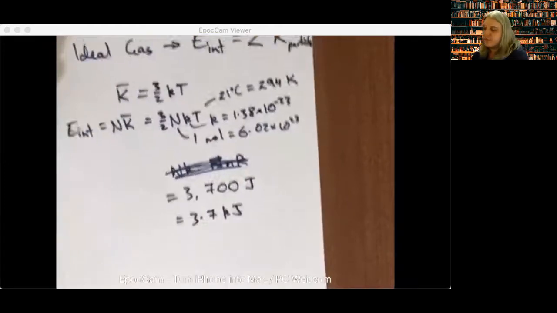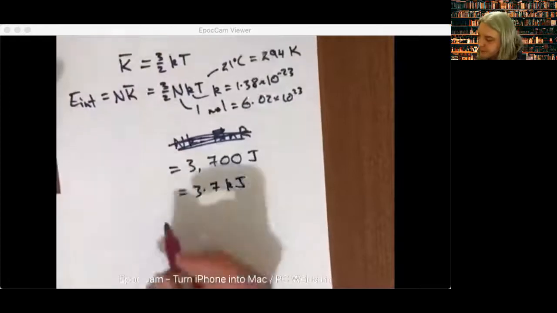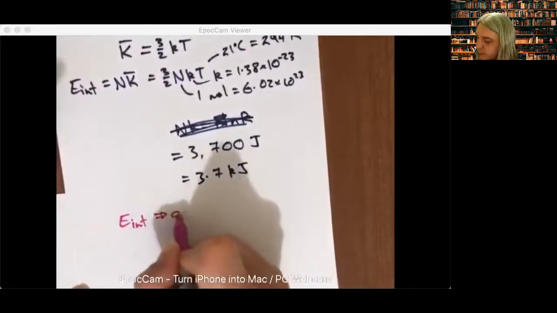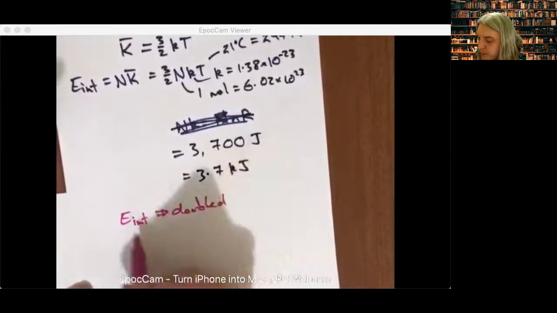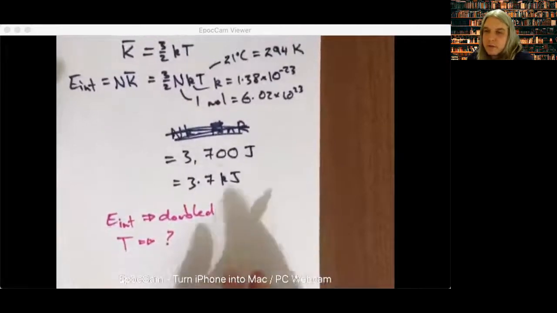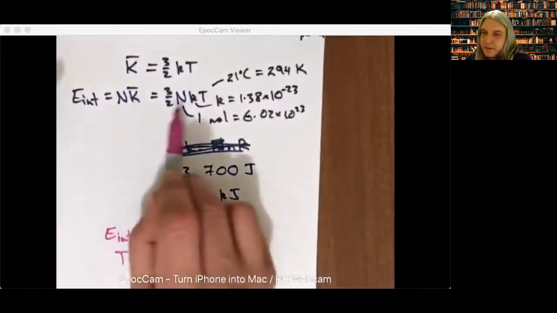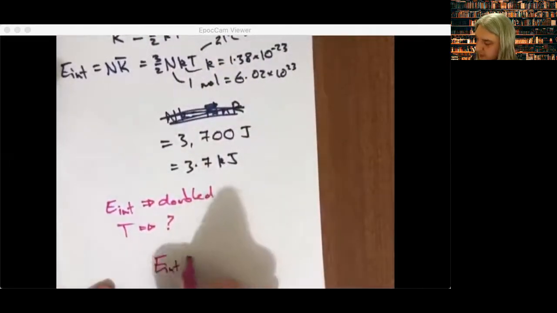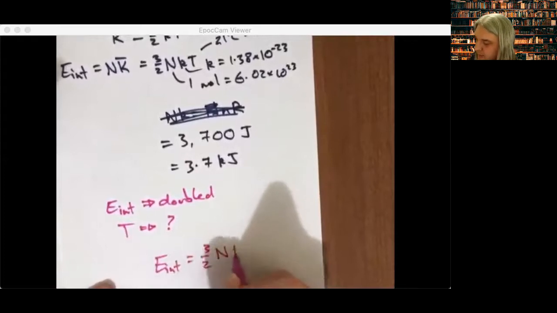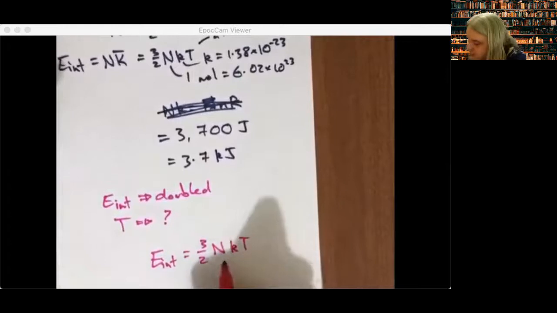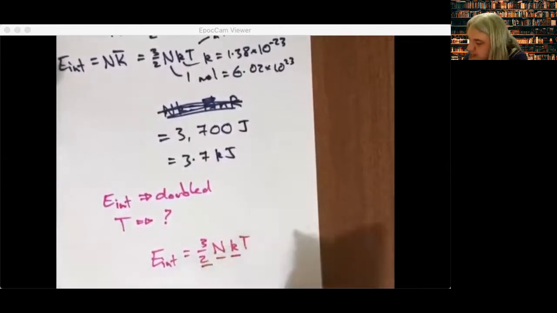The next part of the question said that we now have the internal energy doubled. All right, what happens to T? Well, if you look at this equation here, we're keeping N. I'll write it out again. E internal is equal to 3/2 NkT. So N is not changing. That's not changing. This can't change. That can't change. Those are all constants for this scenario.